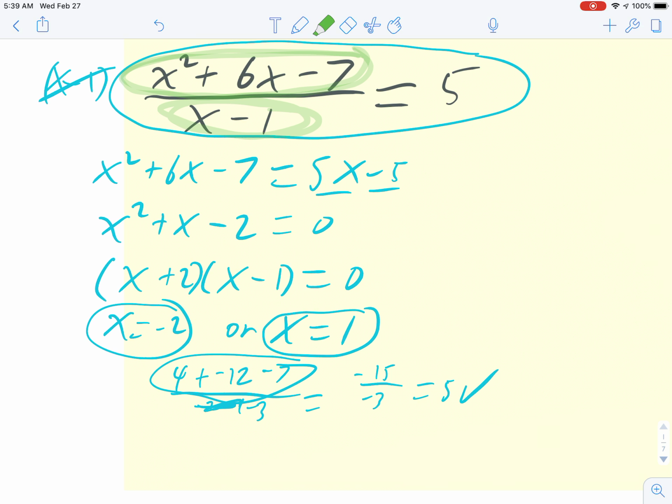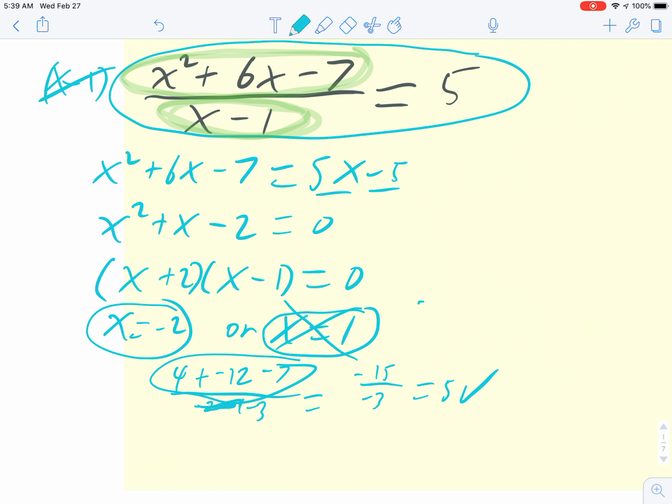Sorry, 1 squared is 1. 6 times 1 is 6. 1 plus 6 is 7. 7 minus 7 is 0. But regardless, if the denominator is 0, it can't possibly equal 5. And so x equals 1 actually doesn't work.